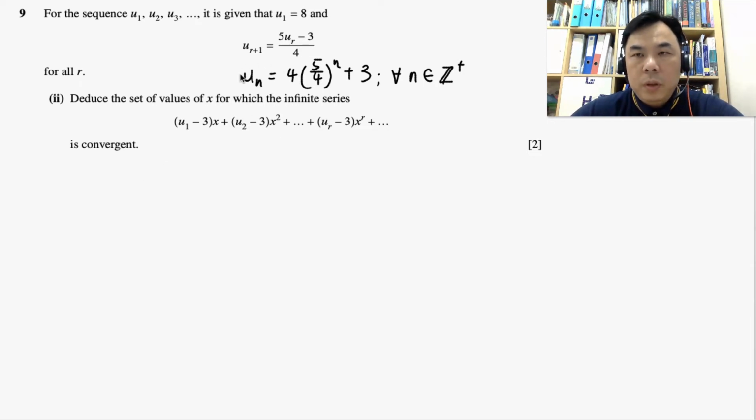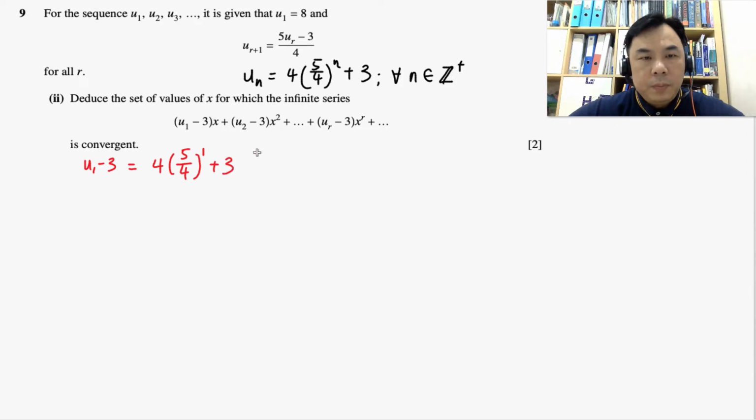We have proven this sequence to be true for all n which is a positive integer. Now we need to deduce the set of values of x for which the infinite series given as such is convergent. First of all, we're going to substitute all the corresponding values here. We have u1 minus 3. Okay, u1 minus 3 is basically just 4. I'm going to do it separately so that we can see what is going on. There's typically a 1 plus a 3, and then don't forget we have to subtract that with a 3.